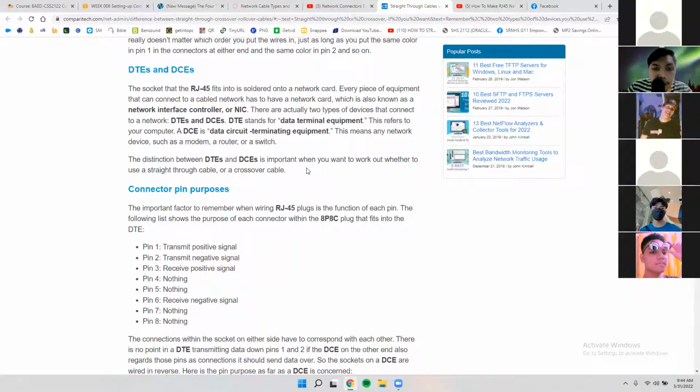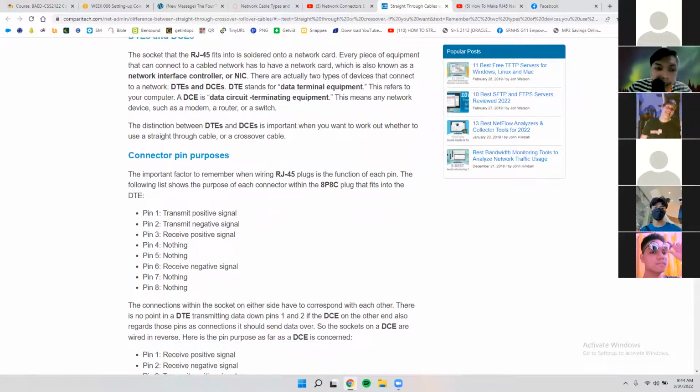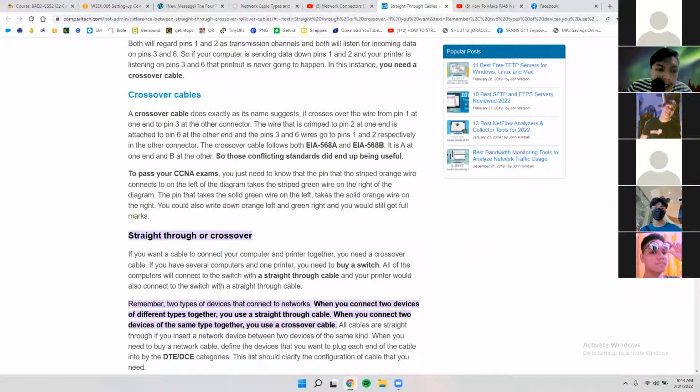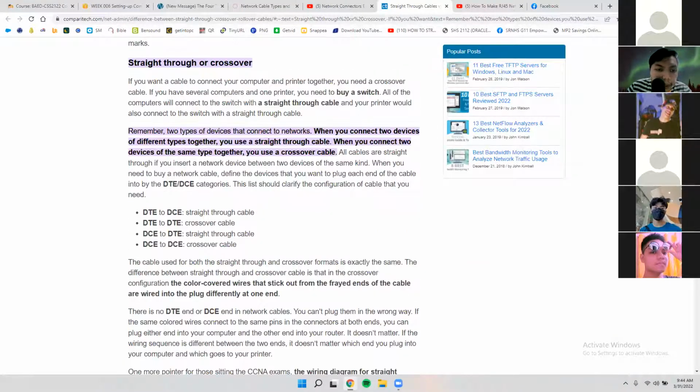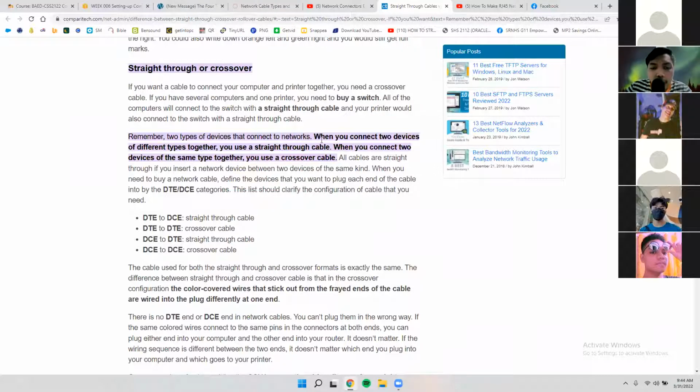So to distinguish, it's important to work out whether you use a straight through or the crossover. Okay? So ano ba yung difference nila? Pag straight through kasi, when you connect two devices of different types together, for example, yung laptop mo, isasaksak yung LAN cable sa modem. Isasaksak sa router. So computer to router, we will use straight through cable.